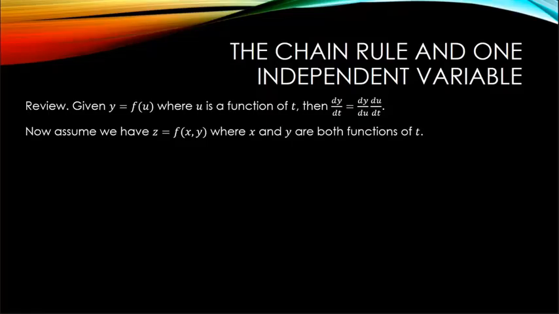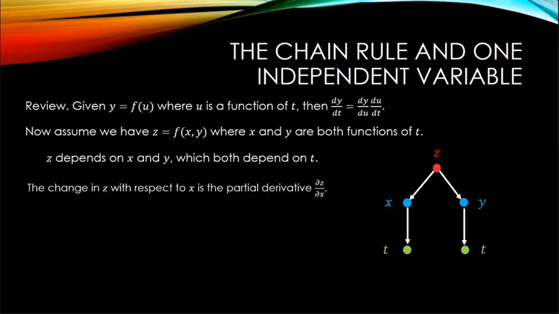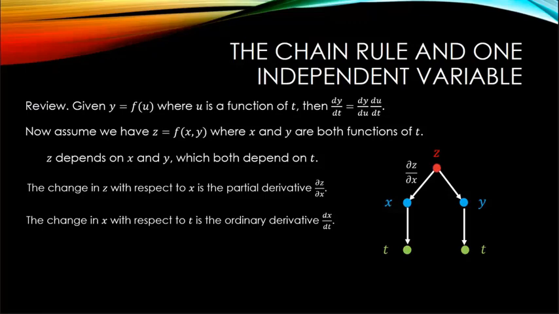So now let's assume that I have z, which is a function of x and y, which are both functions of t. In this case, z depends on x and y, but x and y depend on t. So while z depends on x and depends on y, x depends on t and y does as well. The change in z with respect to x is the partial derivative ∂z/∂x, and the change in x with respect to t is the ordinary derivative dx/dt.